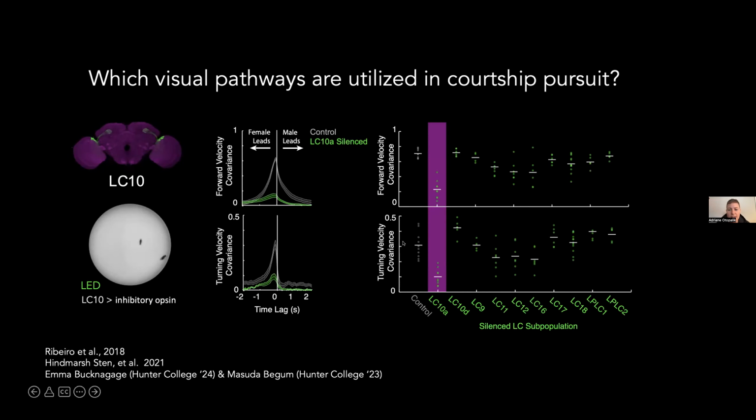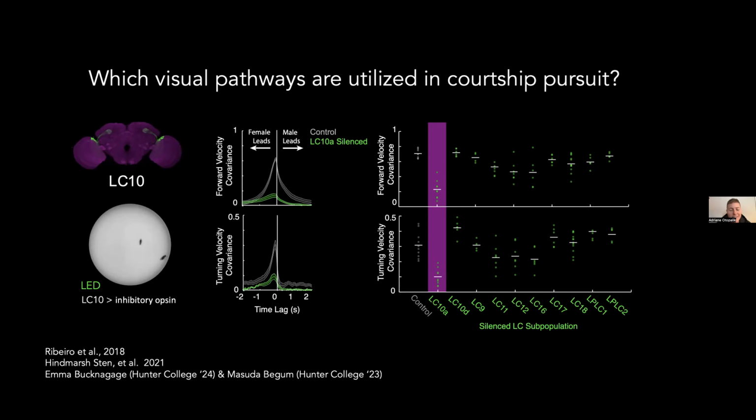And so these data are summarized here. So first, I'll just point out that the covariations are high in the control situations, but then when LC10A is silenced, that locomotor coupling is lost. And then if we look at silencing of these many other LC populations, we see that while some of these lead to some sort of intermediate deficit in the male's ability to track the female, LC10A really is uniquely essential in this behavior.